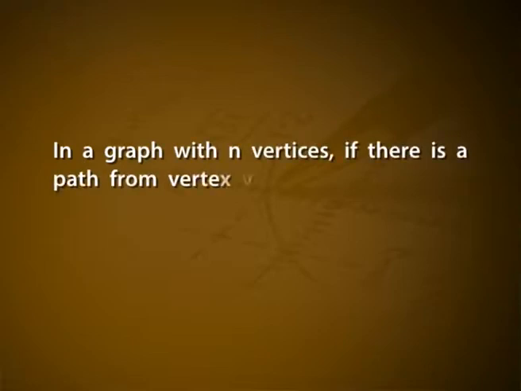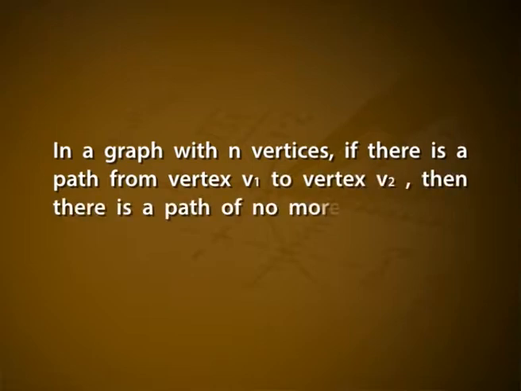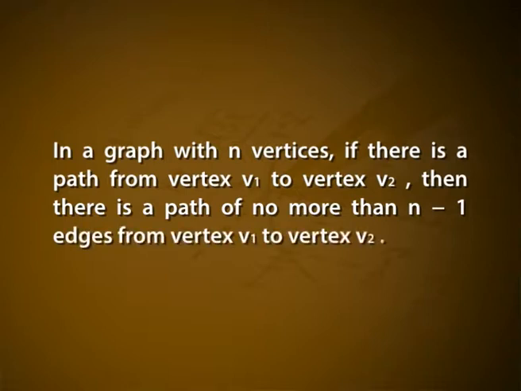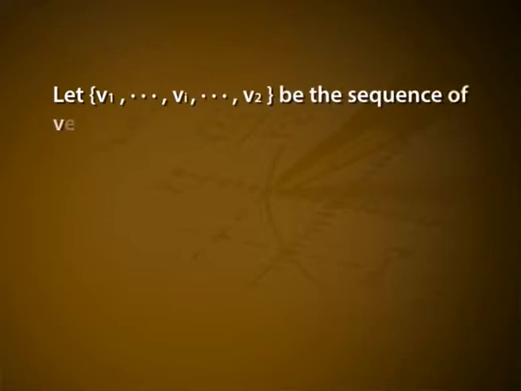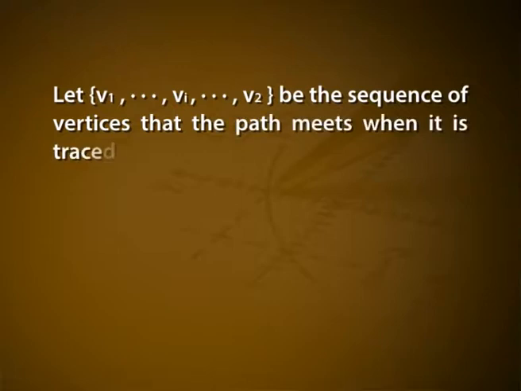We have a theorem which states that in a graph with n vertices, if there is a path from vertex V1 to vertex V2, then there is a path of no more than n-1 edges from vertex V1 to vertex V2. Proof: suppose there is a path from V1 to V2. Let {V1, ..., Vi, ..., V2} be the sequence of vertices that the path meets when it is traced from V1 to V2.